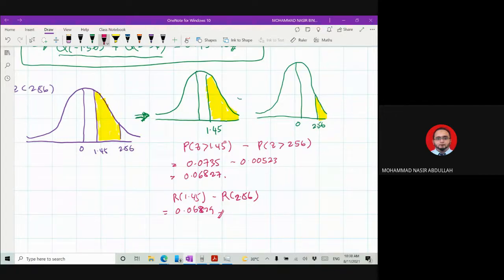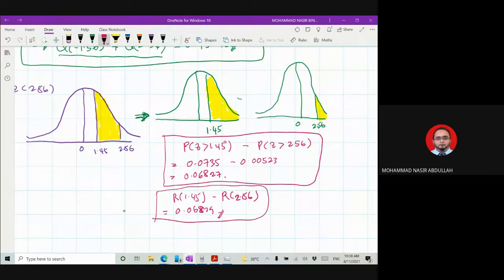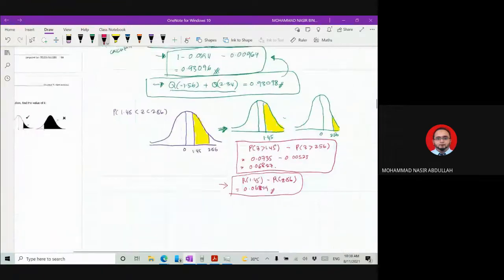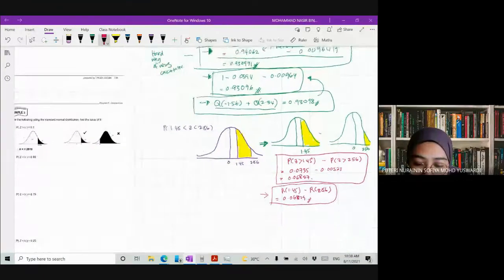So this working will give you marks. This working will not give you any marks. This working by using calculator is only to confirm back whether your working is correct or not. Do you understand? Any questions so far? Yes, sir. No question.